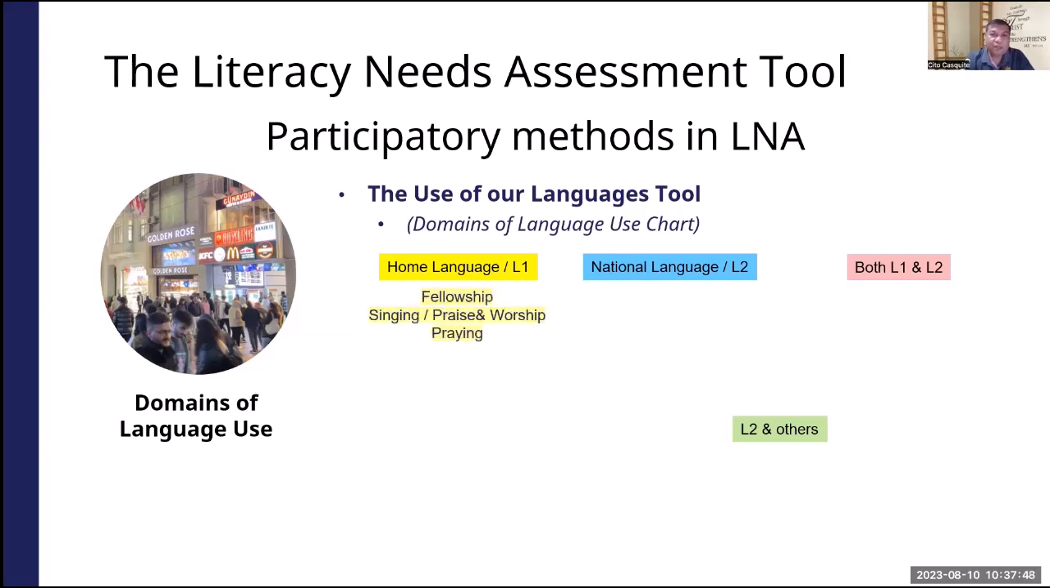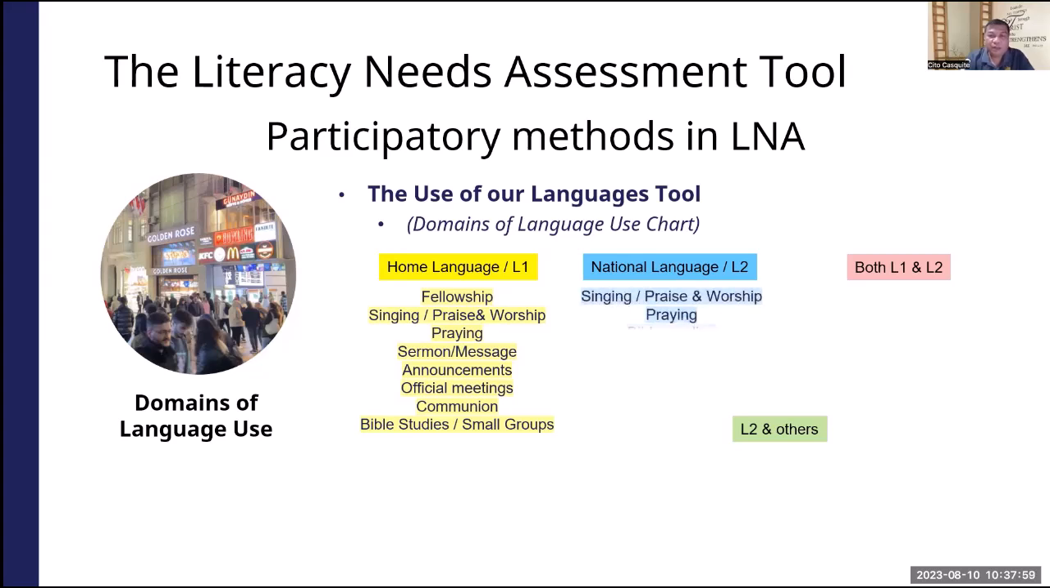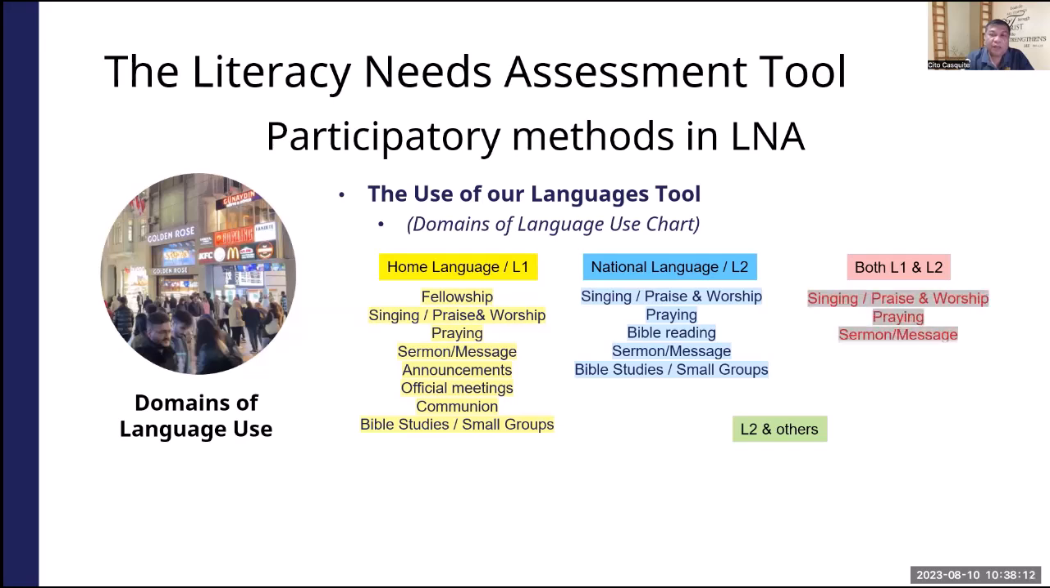So this is, for example, in fellowship and in singing, the community is using the home language, even in their official meetings and communion and Bible studies. But they also use the national language in singing and praise and worship, in praying, and in this time in Bible reading and in Bible studies and small groups, and of course in giving the sermon. And they use both languages in these activities.